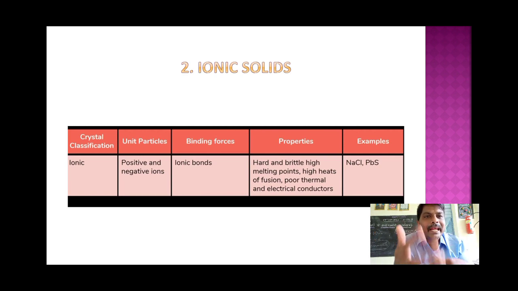Ionic bond, what is the other name? Electrostatic force, strong electrostatic force, or another name is Coulombic force. What are the properties of ionic solids? They are hard and brittle. They have high melting points, high heat of fusion, and low thermal conductivity. They are good conductors in the aqueous state or molten state. Example: all types of salts containing cation and anion come under ionic solids.